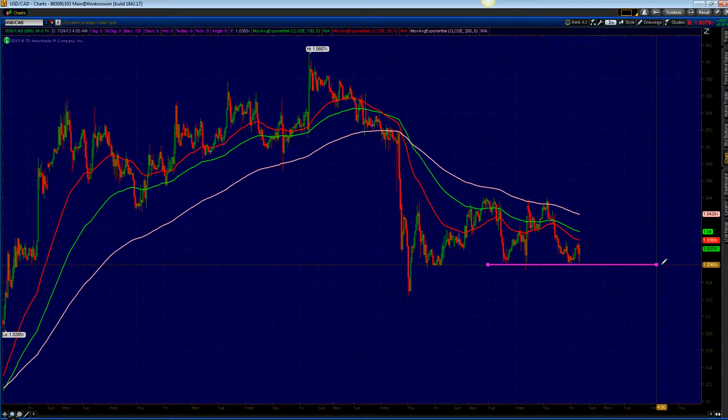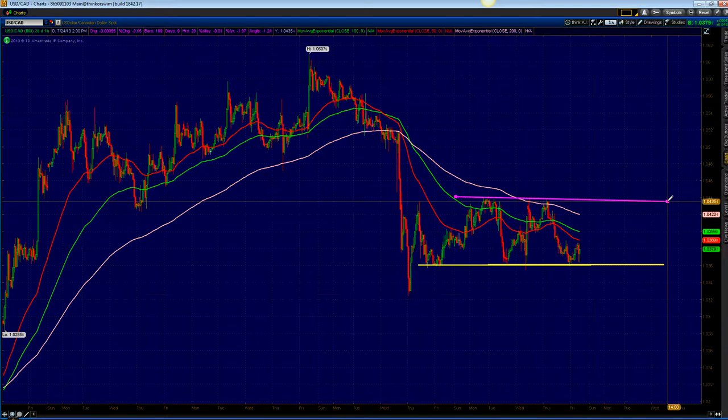We're going to redraw a little bit here. Dollar CAD right now, the key support level I think is clearly this 103.60 area. Actually, we can even extend that out further. You can see 103.60 has been really important. And on the top side, it's 104.40. All right, so we have a very nice range going on here. We'll see exactly how that plays out.